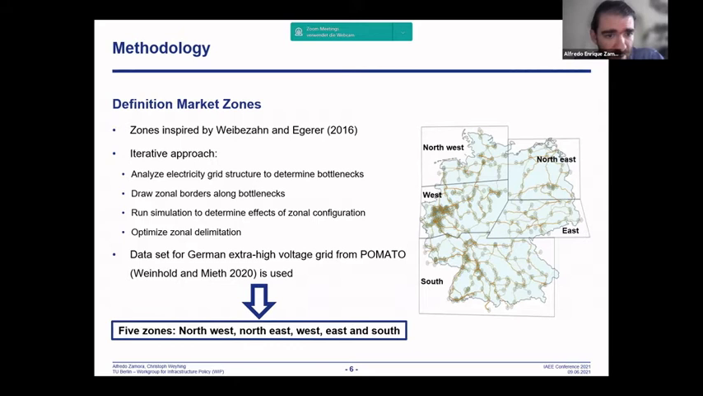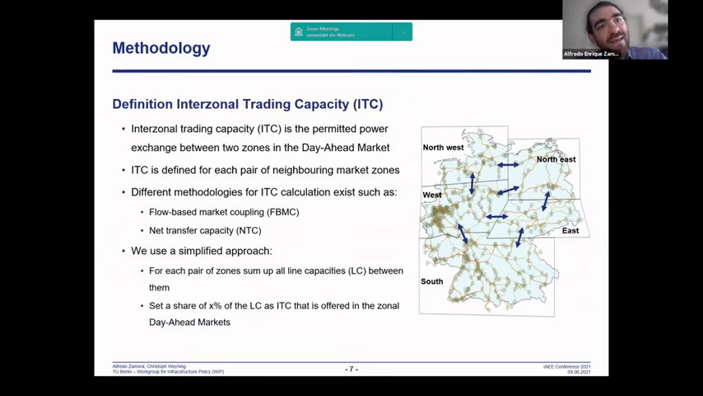But then at the end, we came up with this zonal configuration, this zonal design, where we split the market into five different zones: northwest, northeast, west, east, and south. And next. Exactly. So now we deal with the trading capacity.